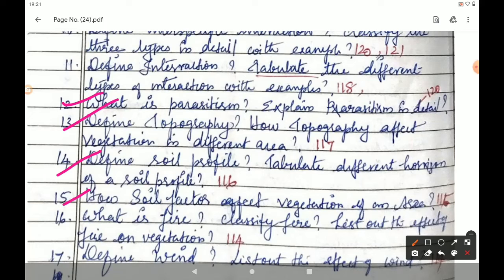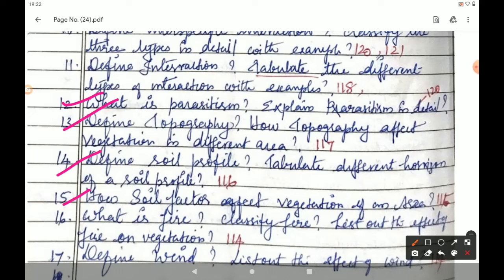How do soil factors affect vegetation in an area? The answer is given on page number 115. Different soil factors that affect vegetation in an area are soil moisture. Plants absorb rainwater and moisture directly from the air. Soil water: in that, come to the second line, soil water affects the distribution of plants, and now come to the fourth line.